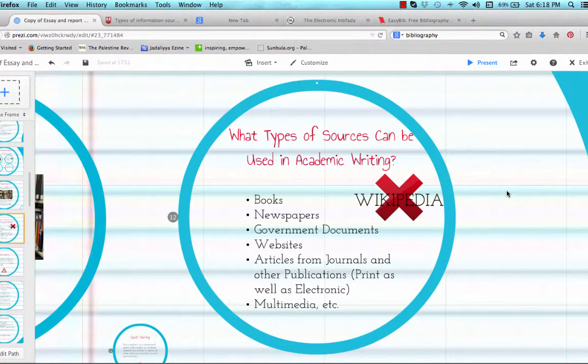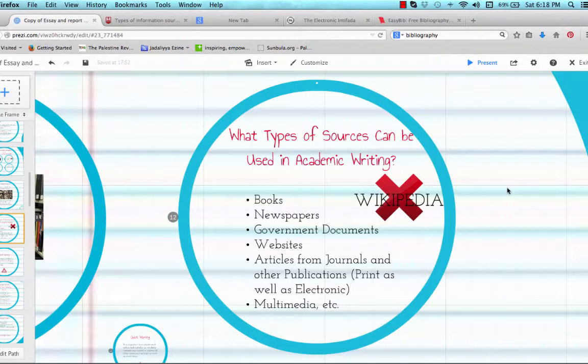I'm telling you now, please do not use Wikipedia. Why do we not like Wikipedia in academic writing? In Wikipedia, what you or anyone else can do is edit the information. Simply, I can go to Wikipedia now, click on edit, and edit the information that's in the article itself.